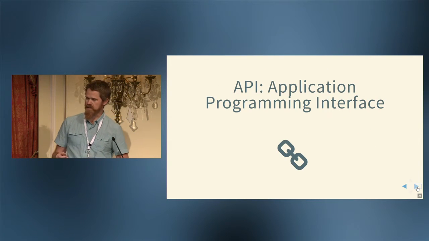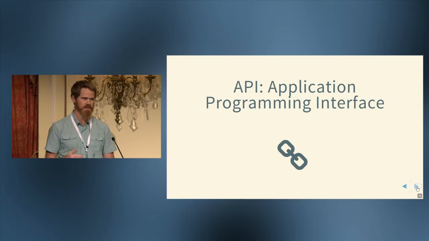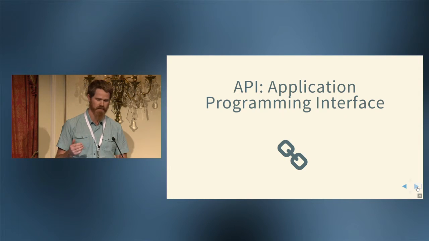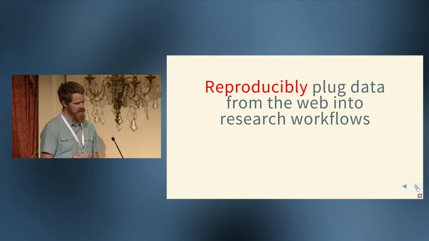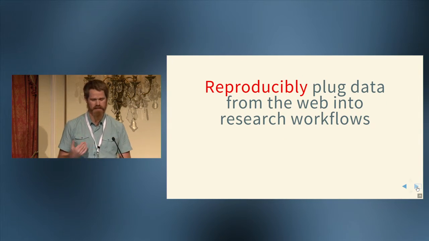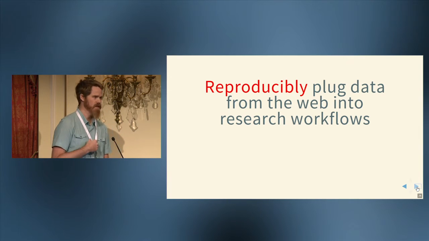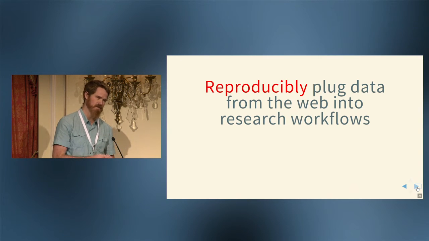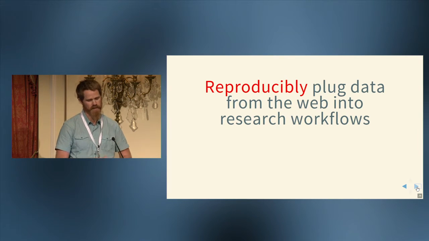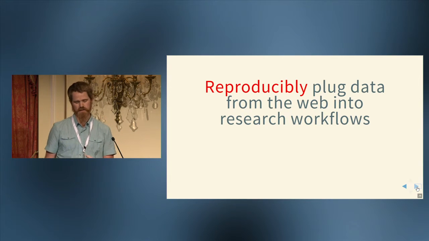And what enables this is APIs, application programming interfaces. I think we're all up to speed on this from the workshop that Carl led yesterday on the Crossref search API, so I don't think I need to explain that to this crowd. What APIs enable is reproducibly plugging data from the web into research workflows. So what I'm talking about here is all that open data. A lot of them have web services, some of them don't, but a lot of them do. And then we can create programmatic clients to let researchers query that data, fetch that data, and plug that into their research workflow.